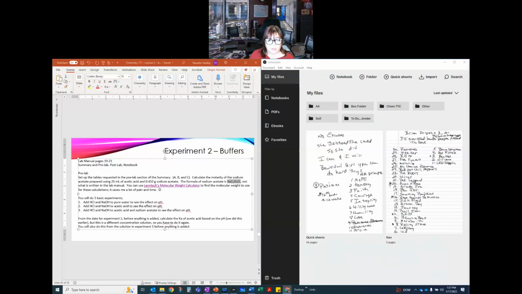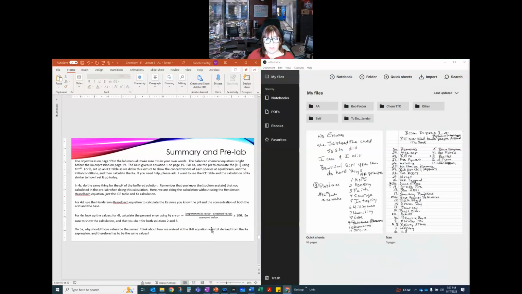So in that second experiment, before you add the HCl and NaOH into the acetic acid, take the pH and use that to calculate Ka. We did a number of those calculations today in lecture. All right, so that's a different concentration solution. We did that earlier for a different concentration, so you'll need to do that calculation again, but it's set up the exact same way. You'll do the exact same thing for experiment 3, the buffer solution, before HCl or NaOH is added to that, okay?